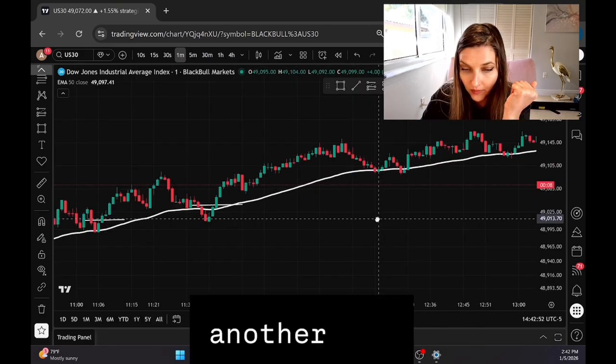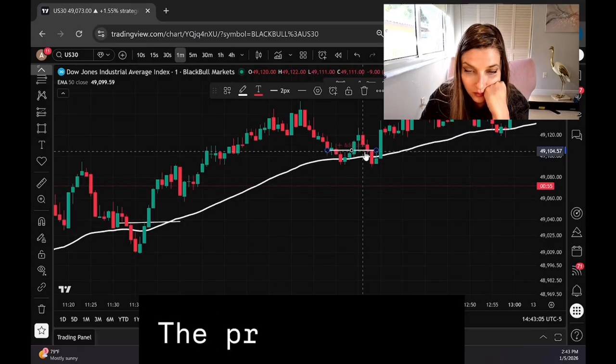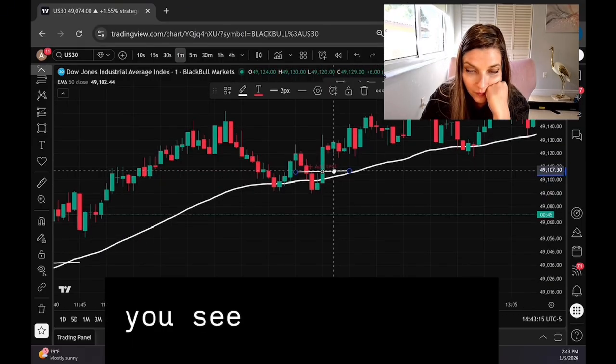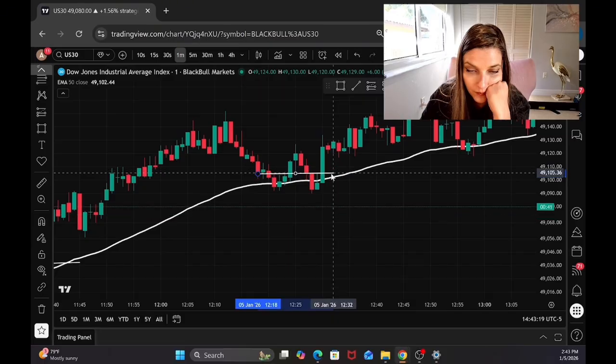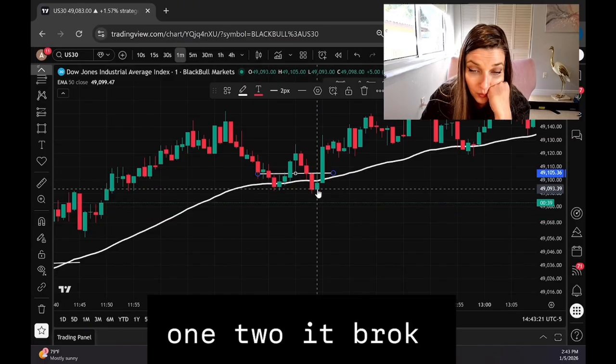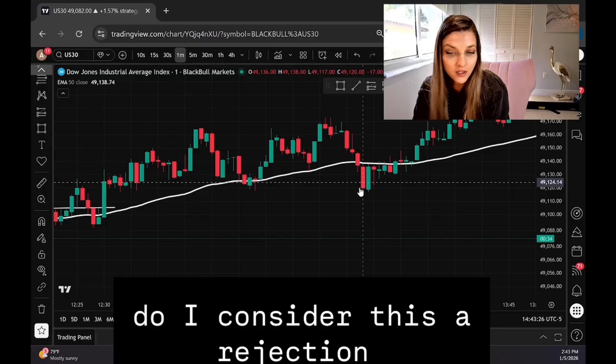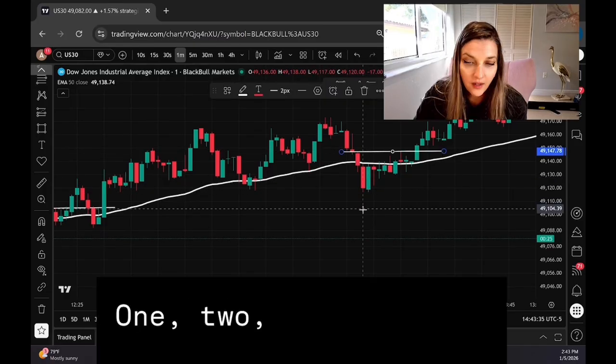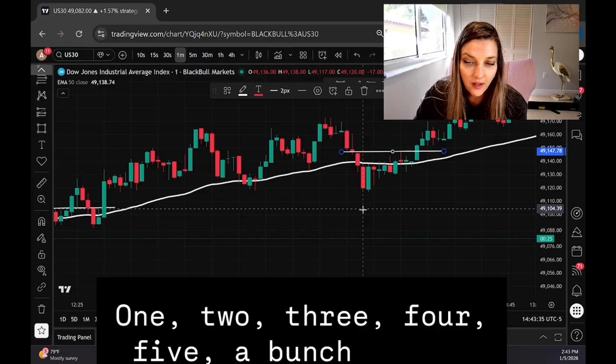Here we go, another one. 1, 2, the price at the third one already broke. Same here. You see, it's the same as before. 1, 2, it broke. Do I consider this a rejection? This is the first candle that touched it. How many candles do I have? 1, 2, 3, 4, 5, a bunch of them.